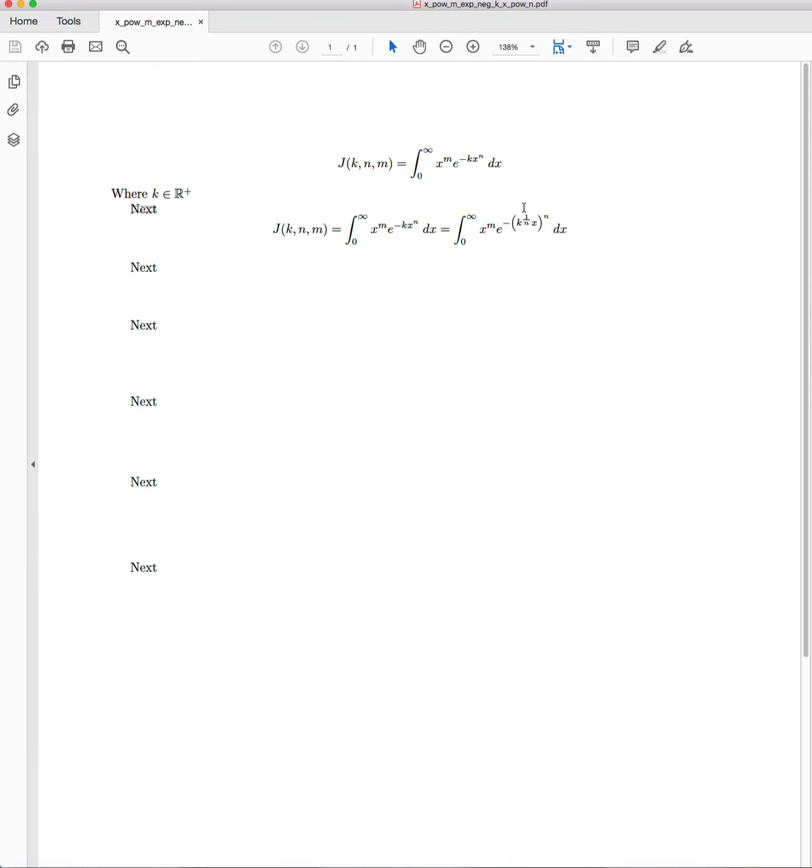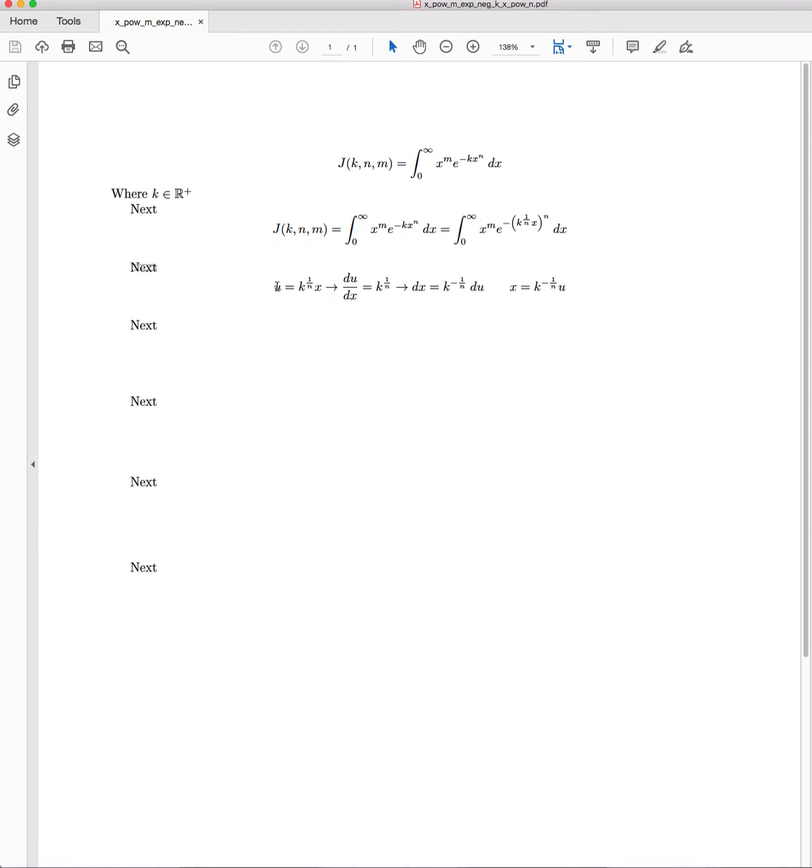So the next substitution I'm going to make, a very simple substitution, is I'm just going to let this equal u. So we have e to the negative u to the power of n. The reason why I'm doing this is I want to draw the k out the front, so we have one less variable within our integral.